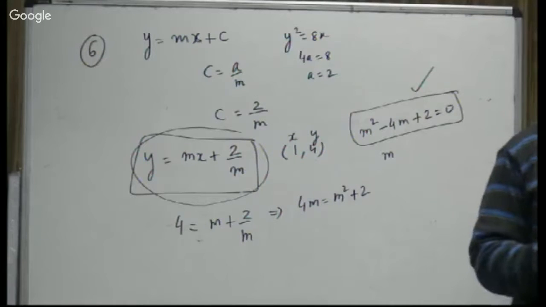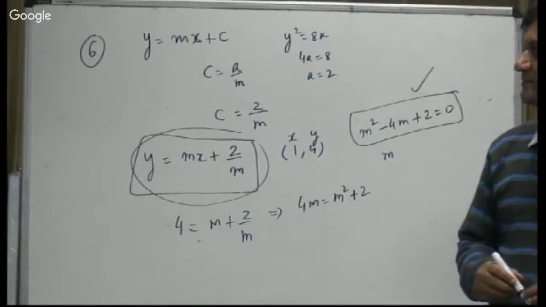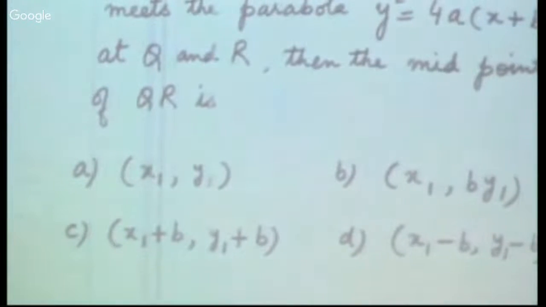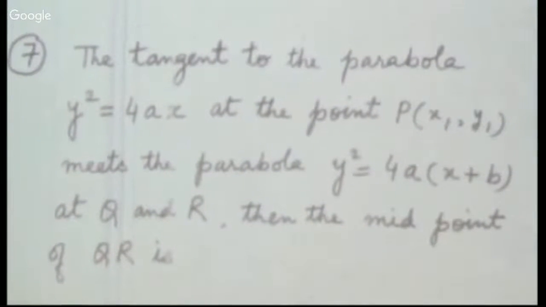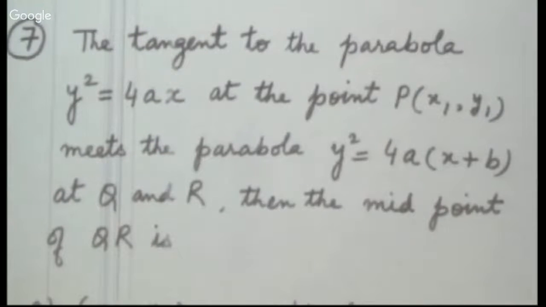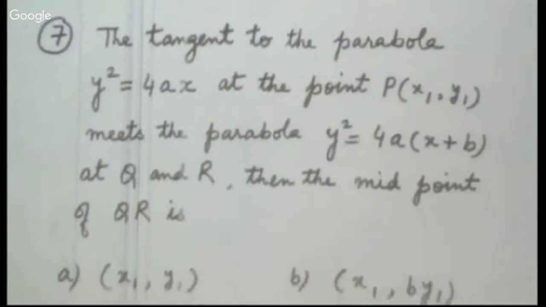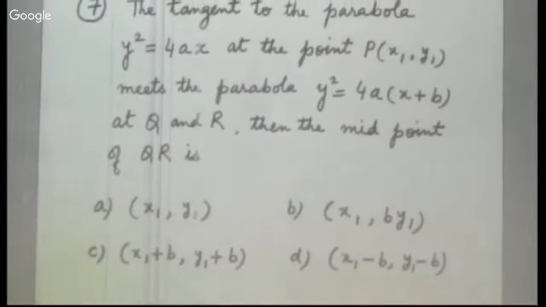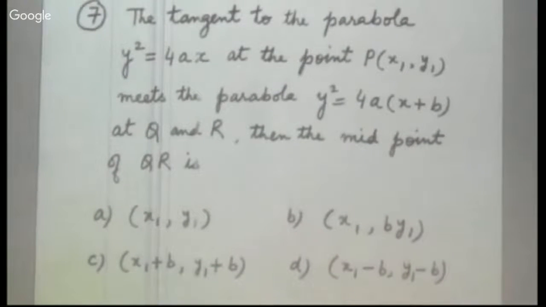Chaliye, next, question 7th. The tangent to the parabola y square equal to 4ax at the point x1 y1 meets the parabola y square is equal to 4a into x plus b at the points Q and R. You have to find the midpoint of QR. Question 7th.